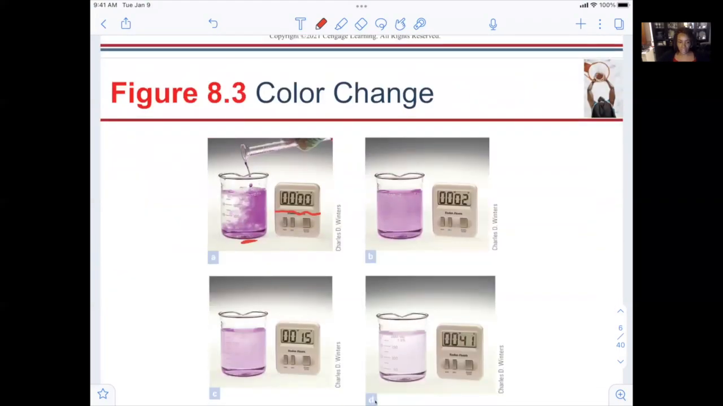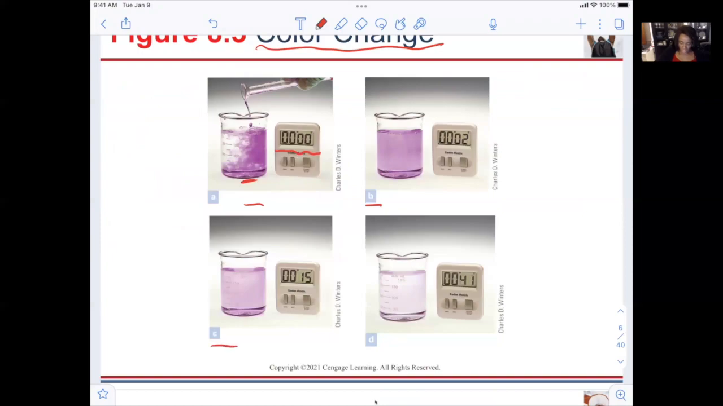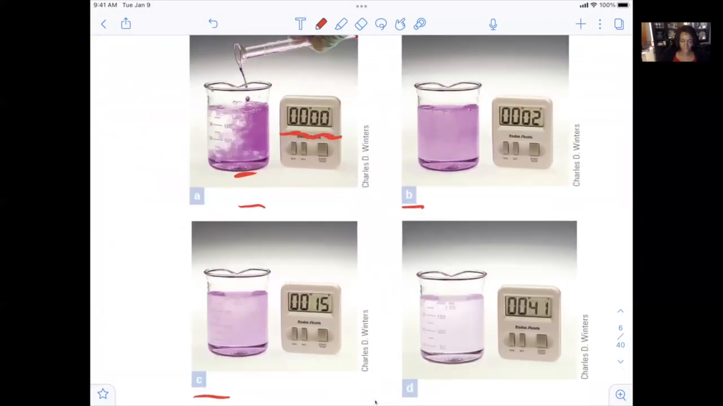Okay, so now we're looking over here and we're looking at the color change. So we have 4 pictures here, A, B, C, D, and these 4 pictures are showing us a reaction as time is going by. So this is the first picture showing us time equals 0, meaning this is right at the beginning of the reaction. The beginning of the reaction, we see a purple color. Okay, so this reaction can proceed anyway. We don't know what's going to happen.